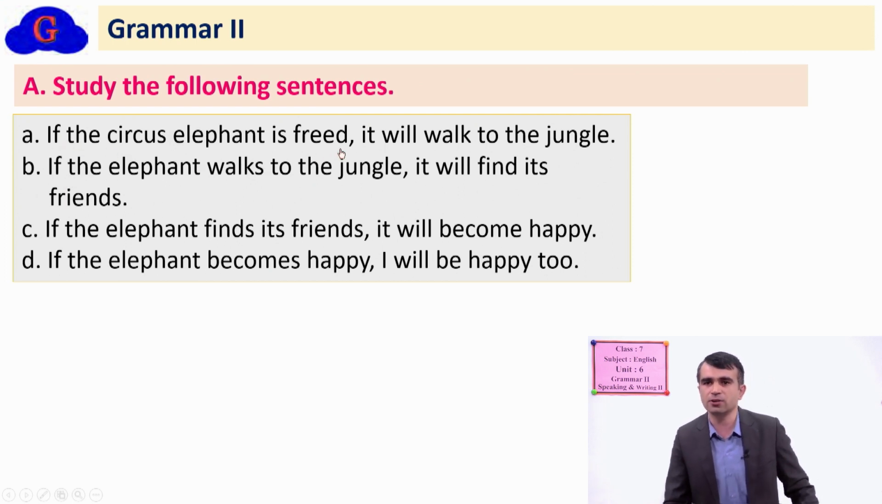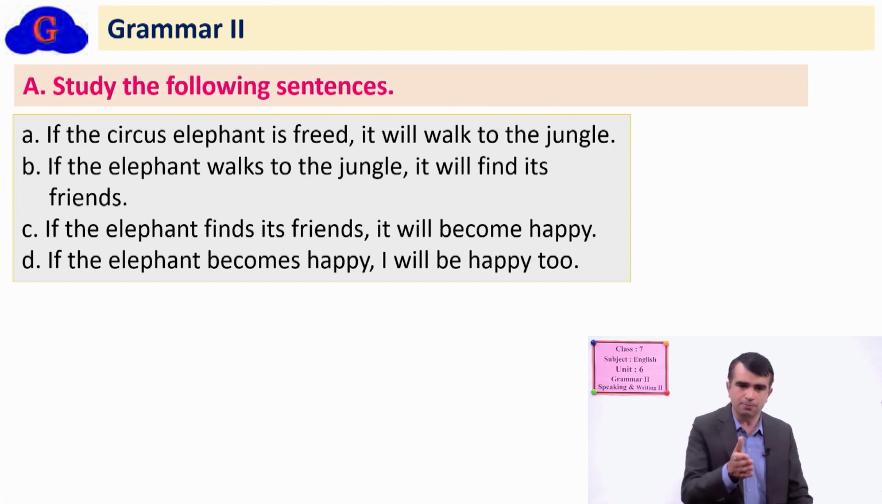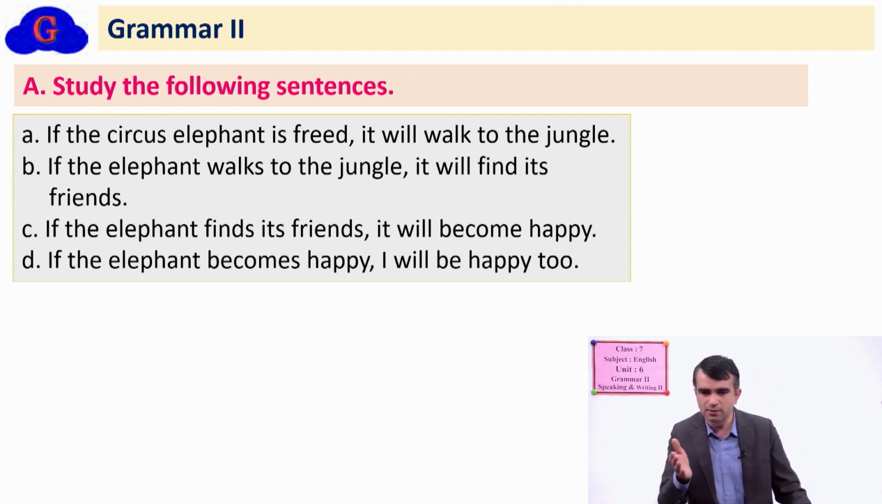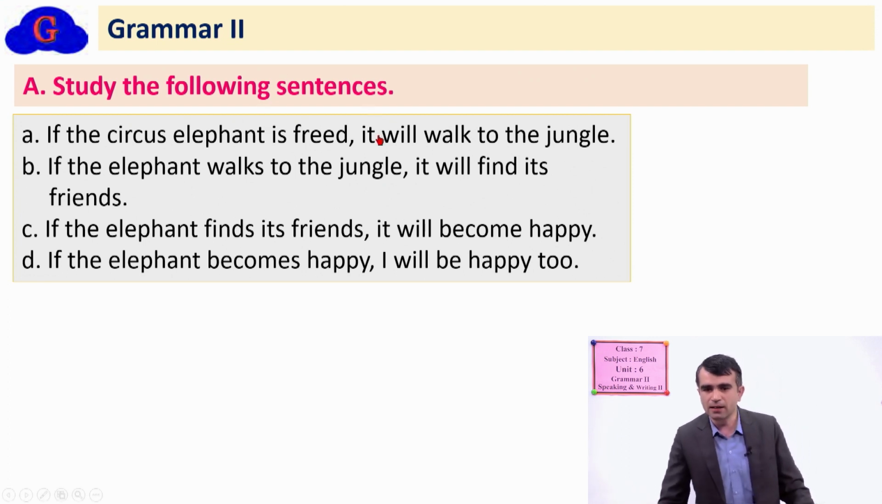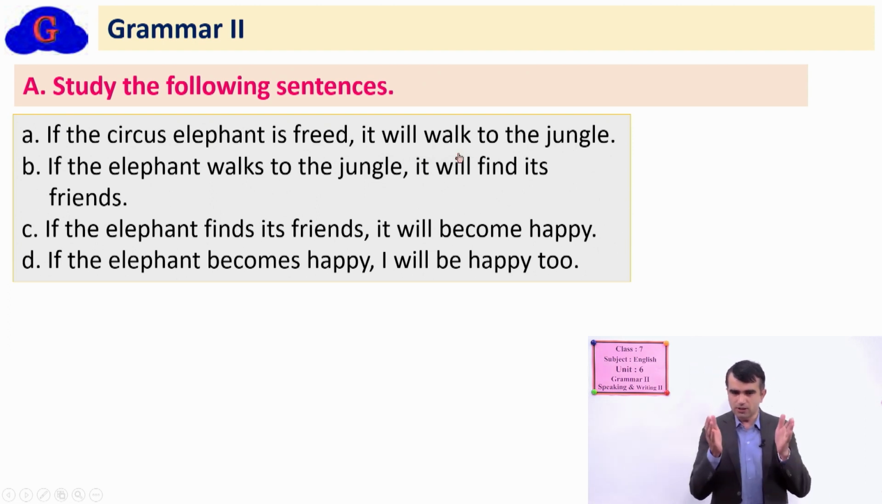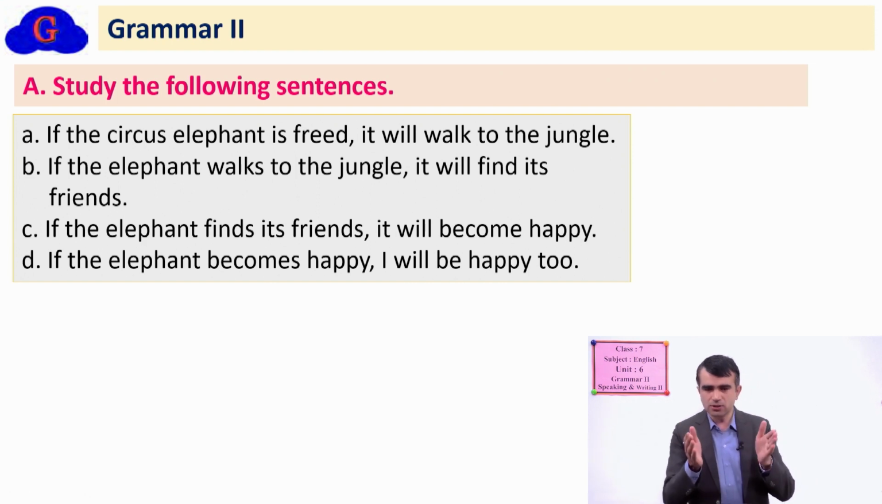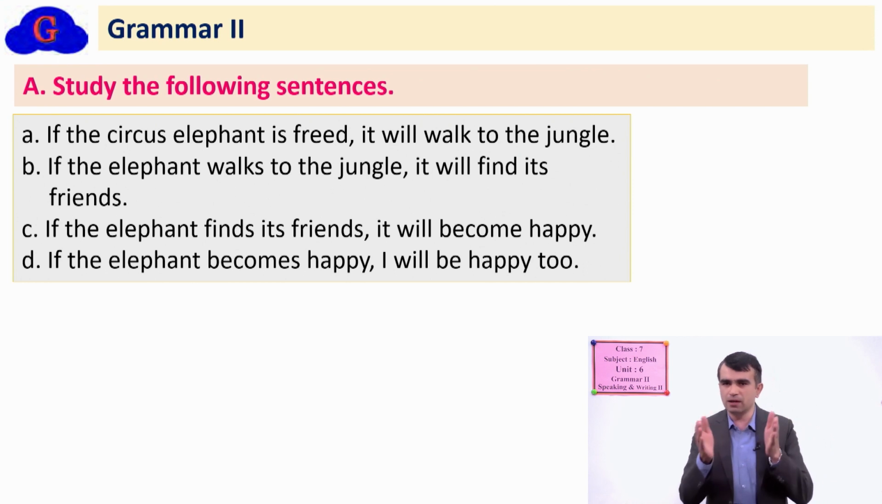The first part is also called the if clause. The part where there is if, the part where there is a condition. And the second part is the main part, the main clause. So we call it if clause and main clause, or if part and main part. Now just study the structure of the first part and second part.